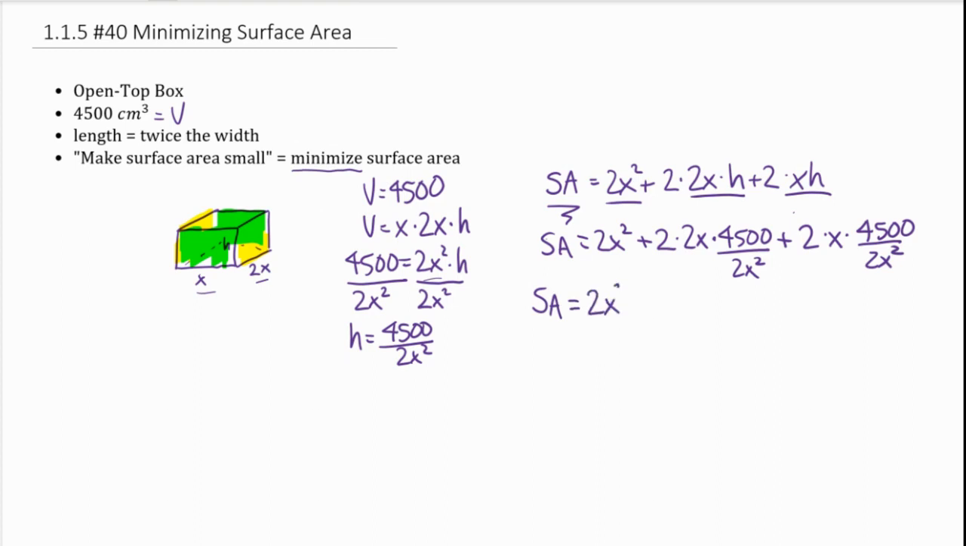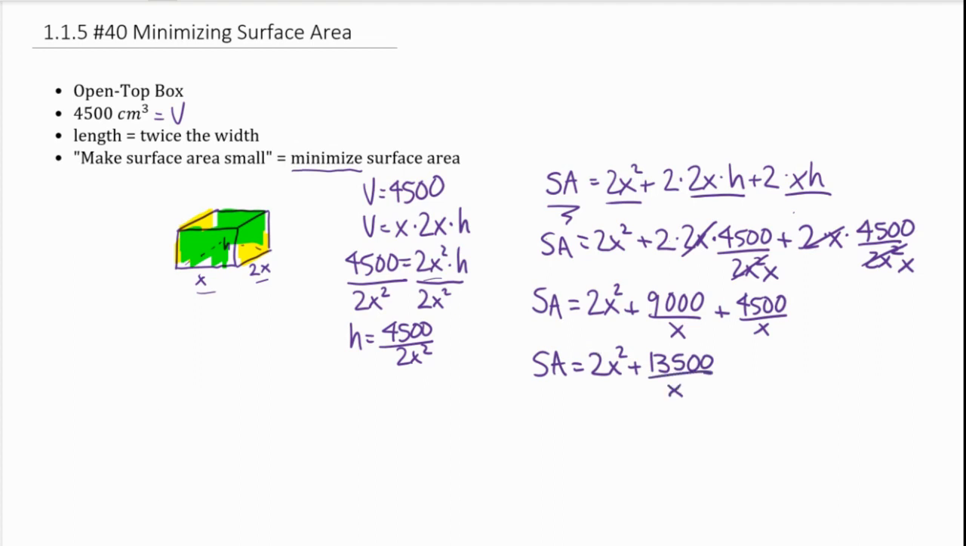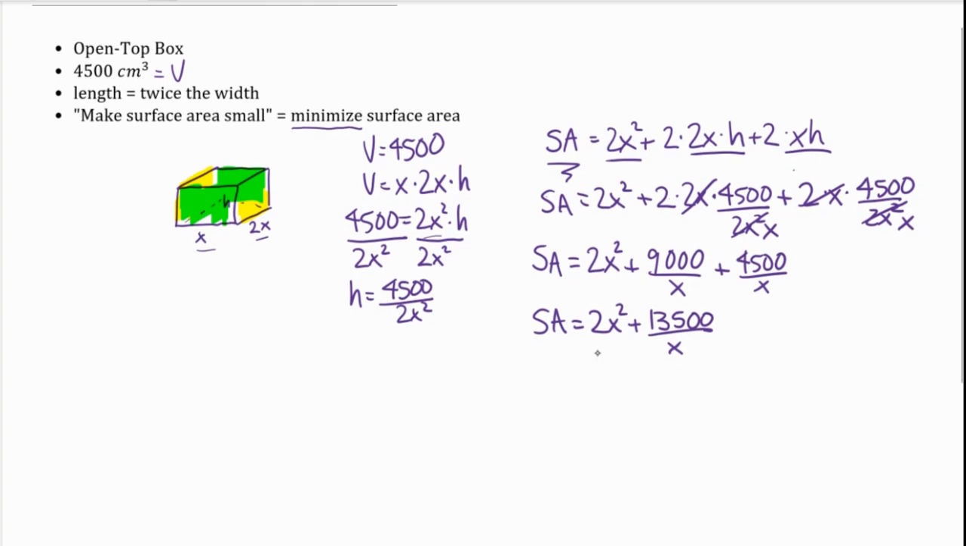So that's 2x squared plus, and then I can simplify the 2x and the 2x squared. So that's going to be 2 times 4,500, so that's 9,000 over x plus, and then same thing here, I can just divide those 2 out and get 4,500 over x. And I always simplify as much as I can before plugging it into a graphing calculator. 13,500 over x.